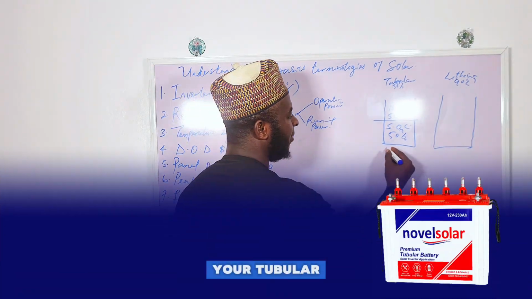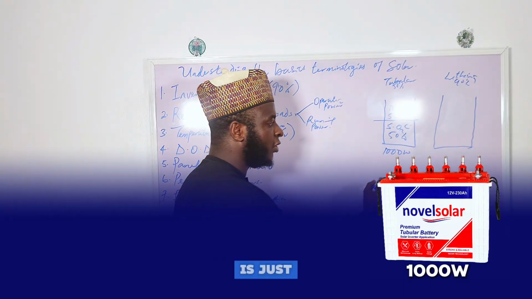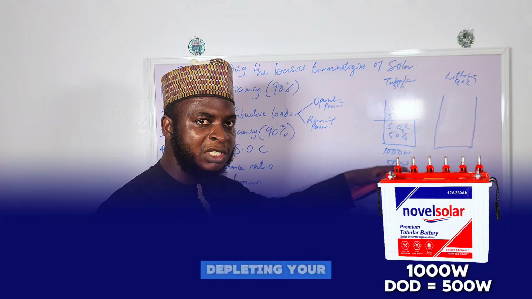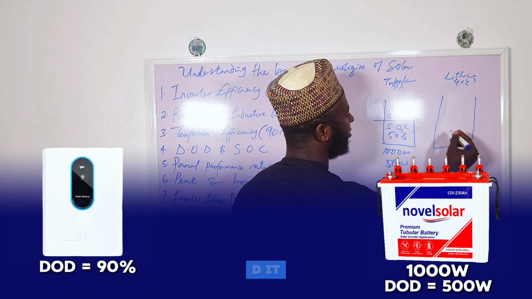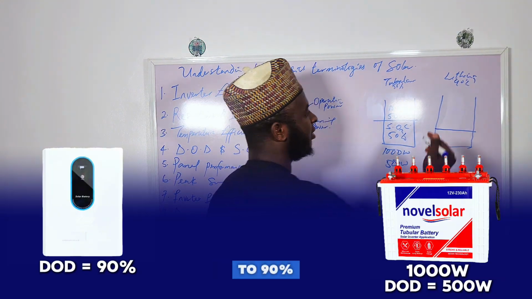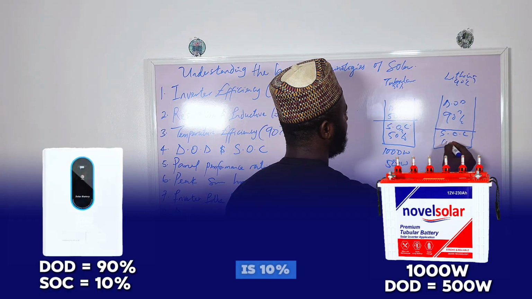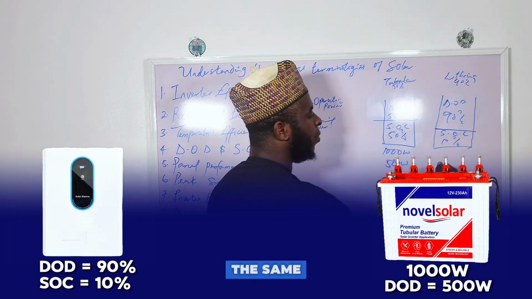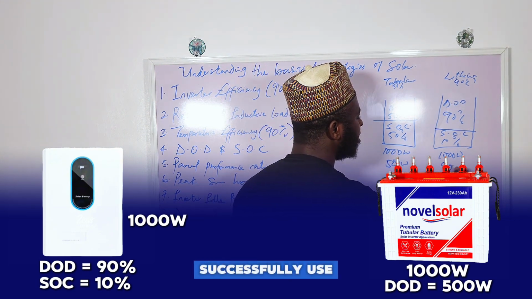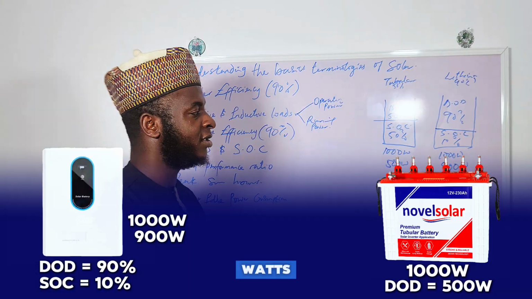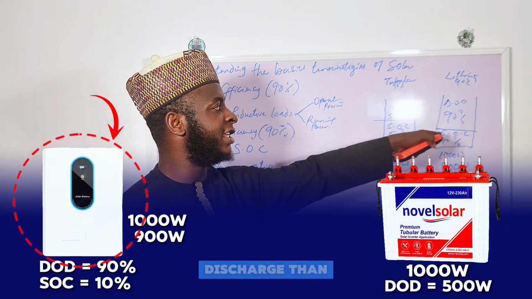Let's take for example, your tubular battery is 1000 watts. The DOD that you are supposed to be using with this battery is just 500 watts, which means every day if you are depleting your battery, you must not deplete it more than 500 watts. While a lithium battery has a higher DOD. It means you can deplete it up to 90%. The DOD is 90%, and the state of charge is 10%. So let's say you have the same 1000 watts battery. For a lithium battery, you can successfully use 900 watts out of it and leave the 100 watts. It's more advisable, if you want to set up your solar, to go for a lithium battery because it has a higher depth of discharge than your tubular battery.